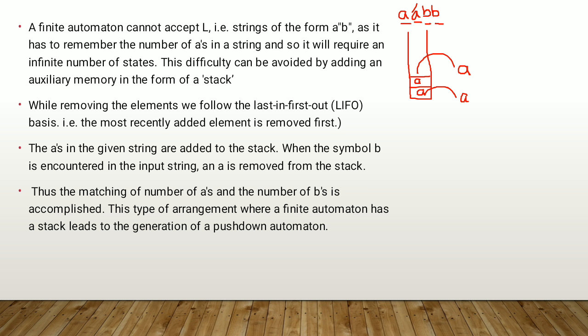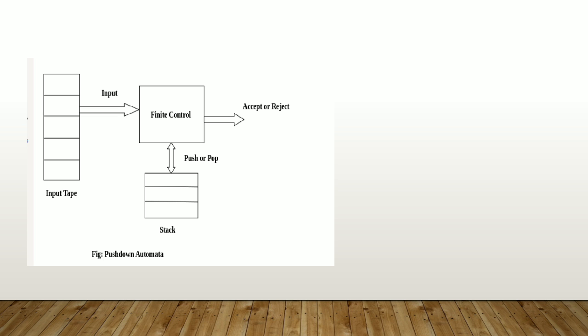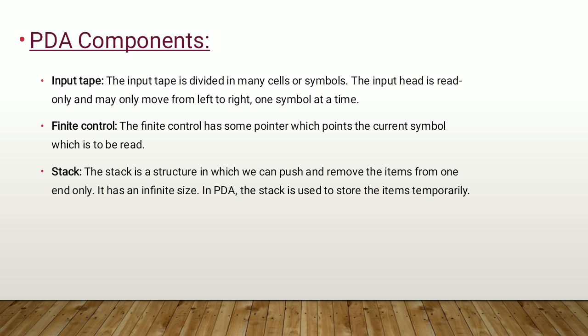So thus the matching of the number of a's and number of b's is accomplished, and this type of arrangement where a finite automata has a stack leads to the generation of pushdown automata. Now every pushdown automata has some components, like the input tape in which all the input symbols are placed. Then we have the finite control, and one stack is there, and based on the finite control and the stack position, we can say whether a given language is accepted or rejected.